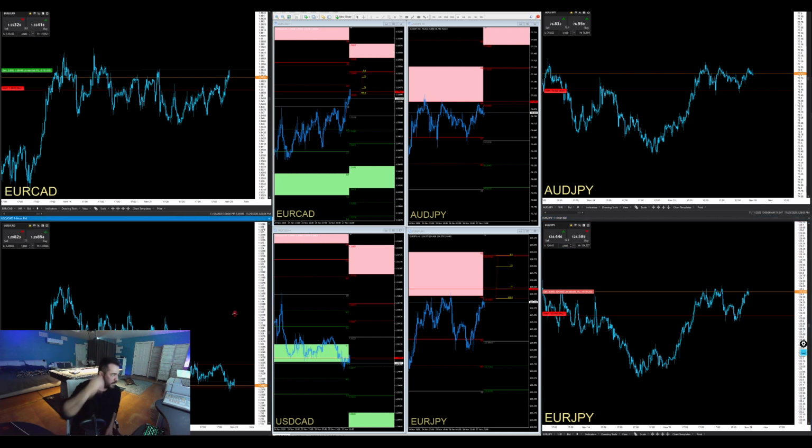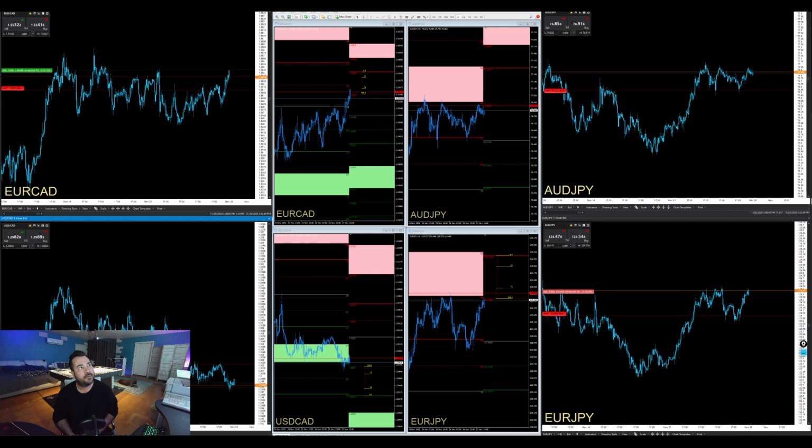I took the USD CAD while the spread was somewhat narrowed. The only thing I'm waiting on right now is the Australian yen. It's 3:34 p.m., 34 minutes into the new session. The Australian yen is creeping up there.